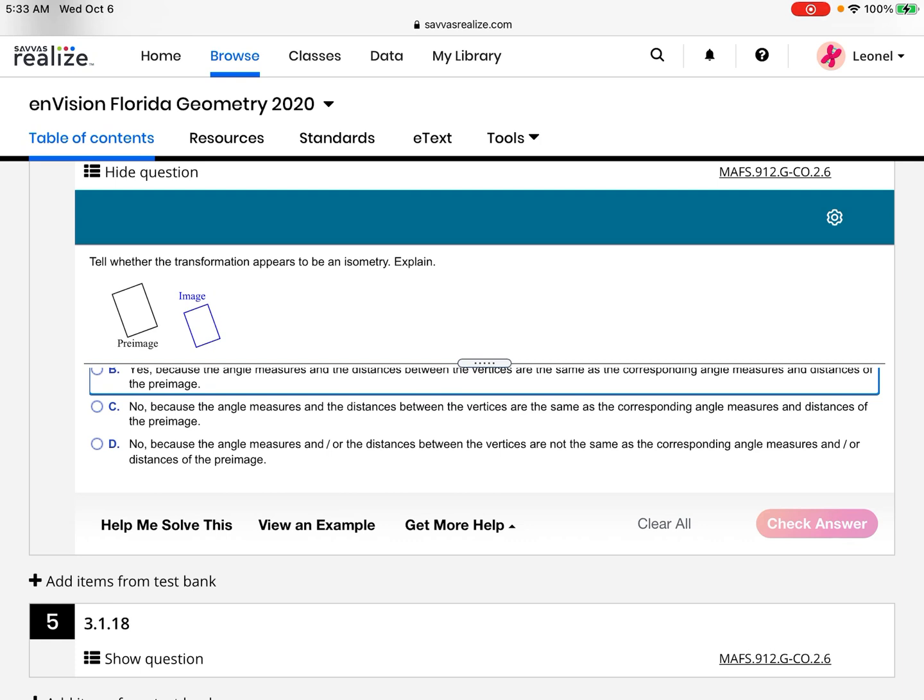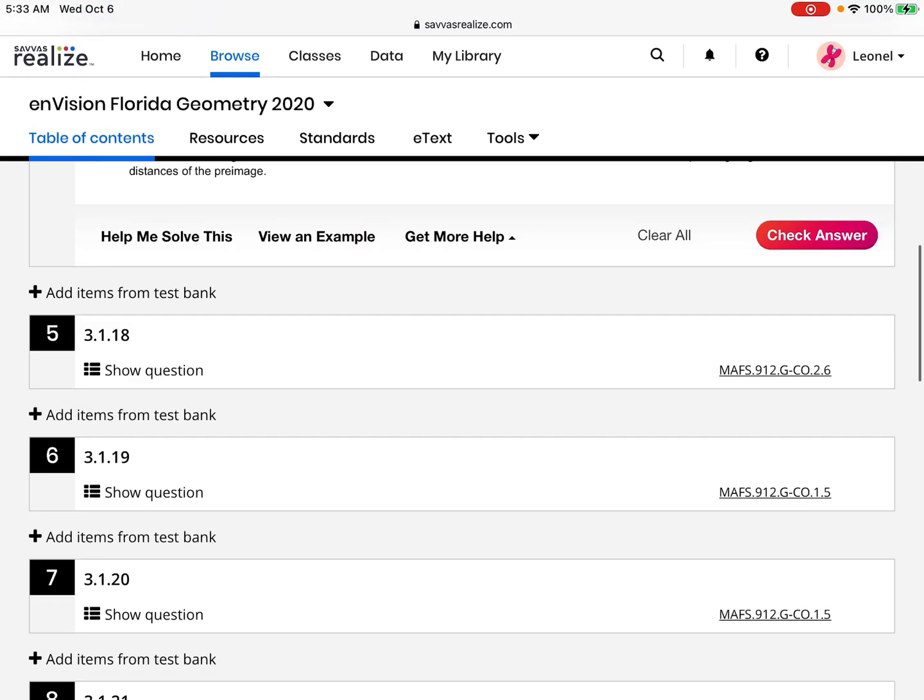Okay. In this case, the angles are all the same because it's still a rectangle. So it still has the same shape, but it doesn't have the same size. So that's why they put or in part D, because you only need to violate either one of the conditions so that it's no longer a rigid motion, or in other words, no longer an isometry. Just a fancy word for a rigid motion.